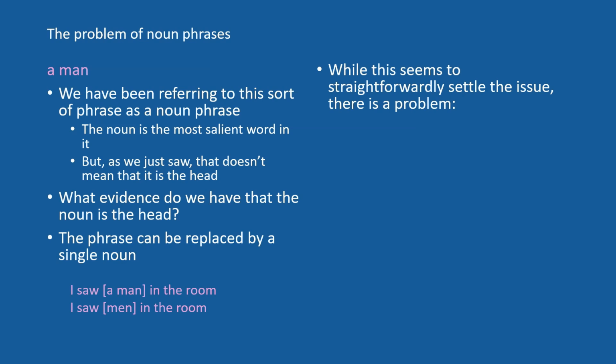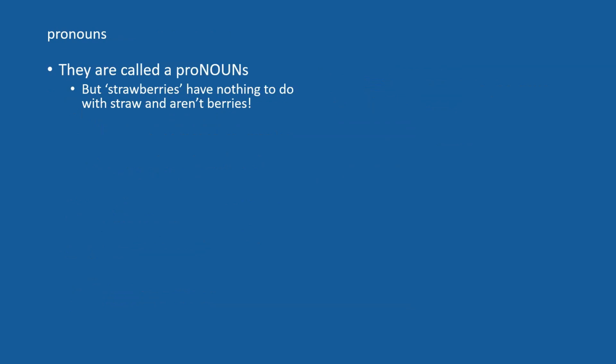The main problem is this. We could have also replaced the whole phrase a man with something else, specifically something known as a pronoun, as in I saw him in the room. Now, the problem is, what's the category of a pronoun? Well, first thing you might think is, it's called a pronoun, and its name therefore seems to give its category away. The fact that it's called a pronoun seems to indicate that it's some kind of noun, and therefore what's all the problem?